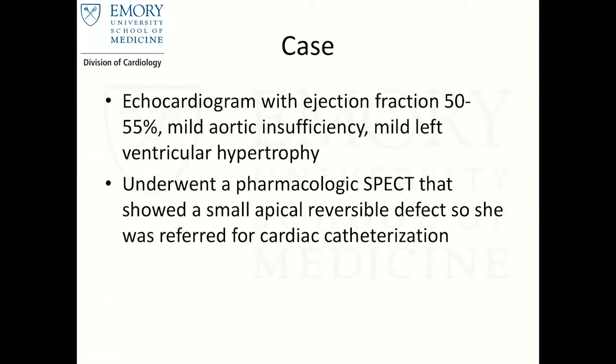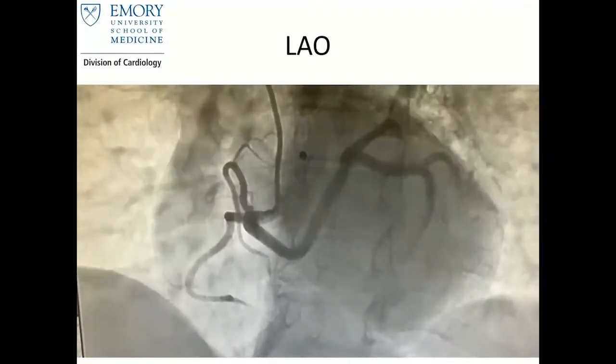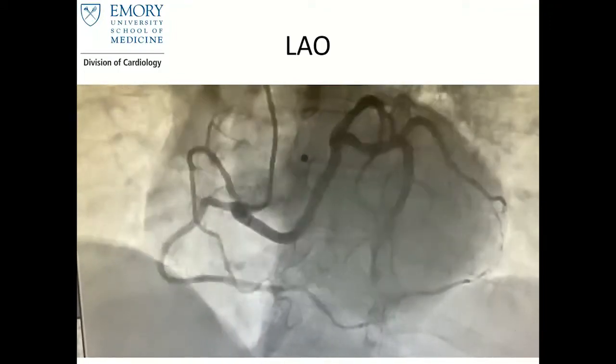She did have an echocardiogram that showed an EF of 50 to 55%, mild AI and mild LVH. She then underwent a pharmacologic SPECT that showed a small apical reversible defect. So she then was referred for cardiac catheterization. And this is her coronary angiogram.